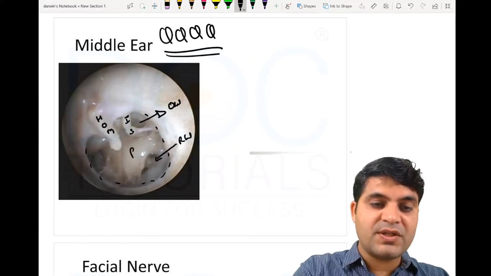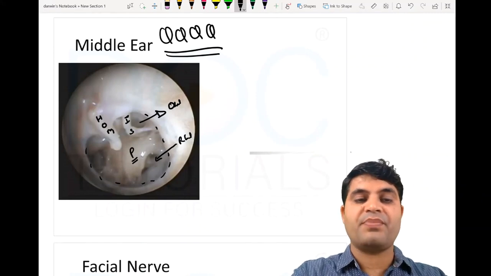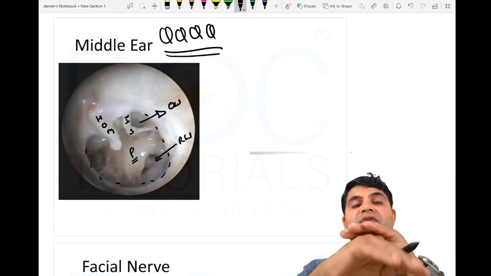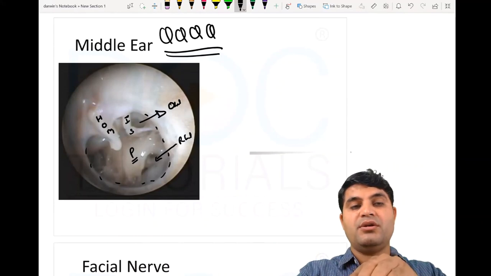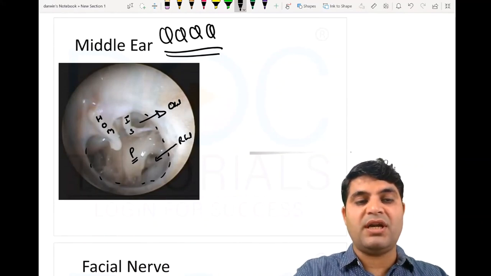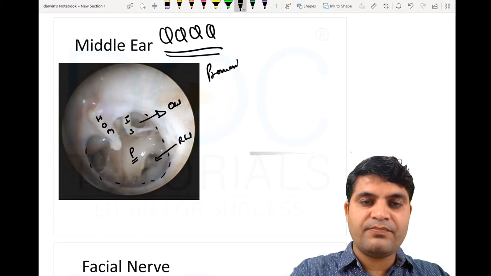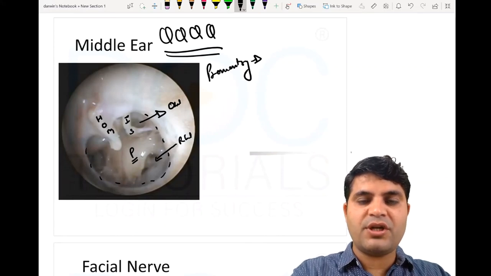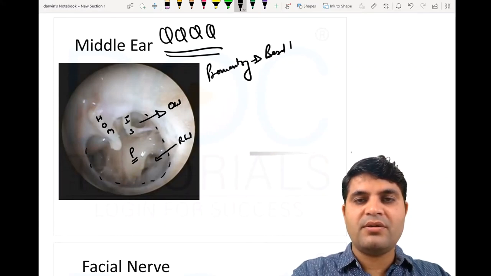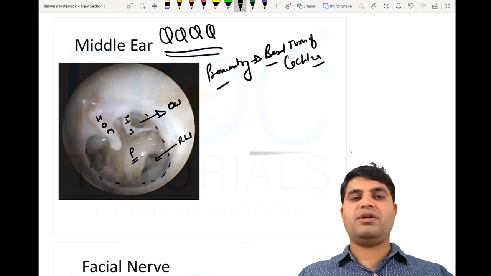What is this? This is the promontory. P for promontory. What is the promontory? It is the medial wall of the middle ear. So please spend some time reading this particular picture. I repeat: handle of malleus, incus, stapes, P for promontory. The bulge of the promontory is formed by the basal turn of the cochlea.